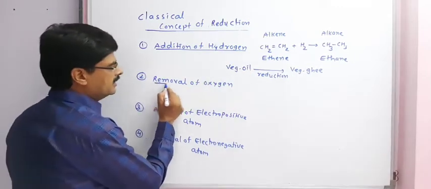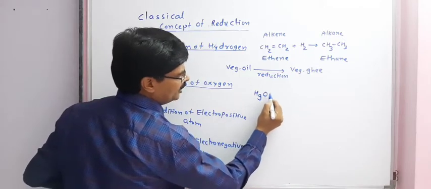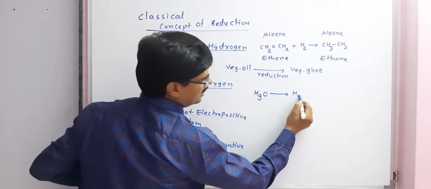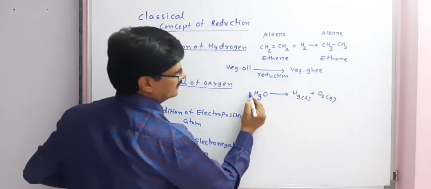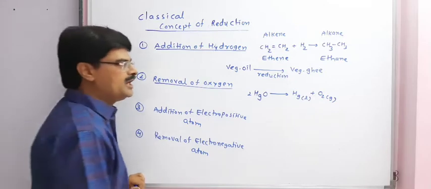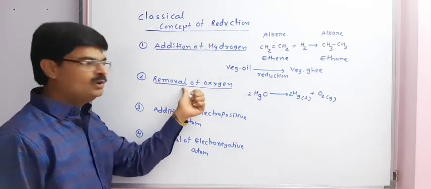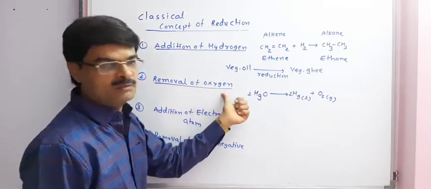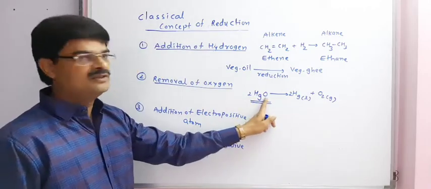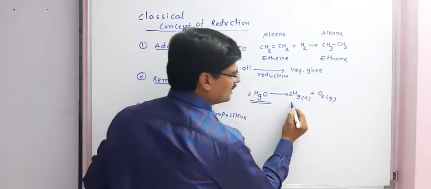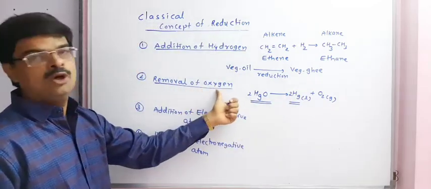Second, removal of oxygen. Take the example of HgO converting to Hg liquid and oxygen gas. For balancing, we write 2HgO will give 2Hg liquid plus O2. Here, how can we say that oxygen is removed? Because on the reactant side, Hg is with O, but on the product side, it is only Hg. Means we say removal of oxygen.